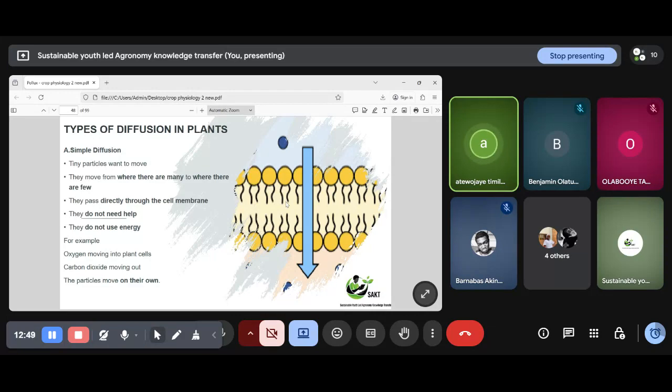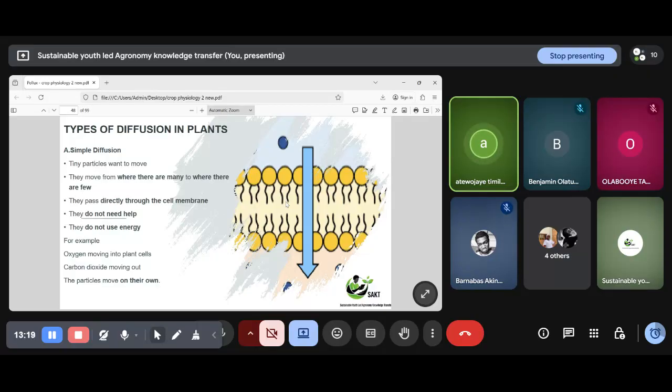So we have types of diffusion. We have simple diffusion. Tiny particles, that's the molecules, move from where they are many to where they are few. They pass directly through the cell membrane. They do not need help. So what are the particles? Oxygen moving into plant cells, carbon dioxide moving out. These things move on their own without any problem.